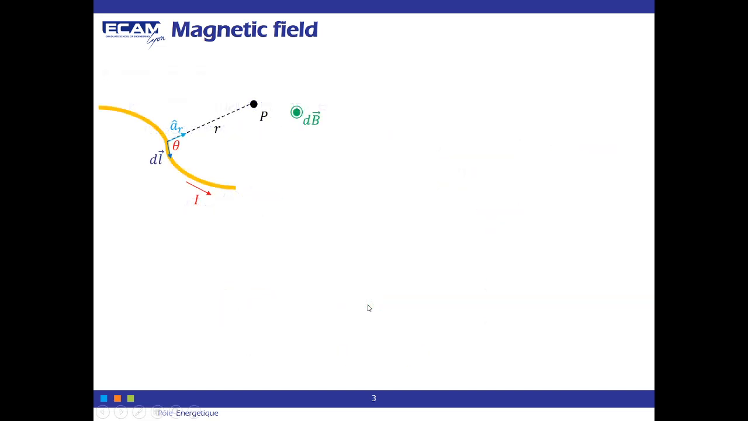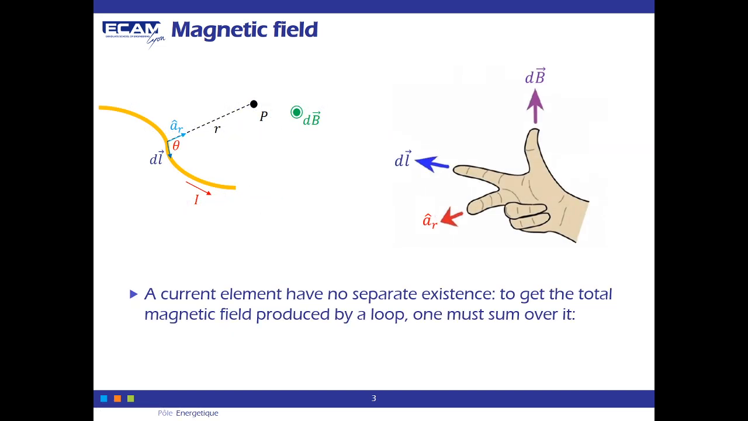After the Biot-Savart law, we also mentioned the interrelation between the varying dl.